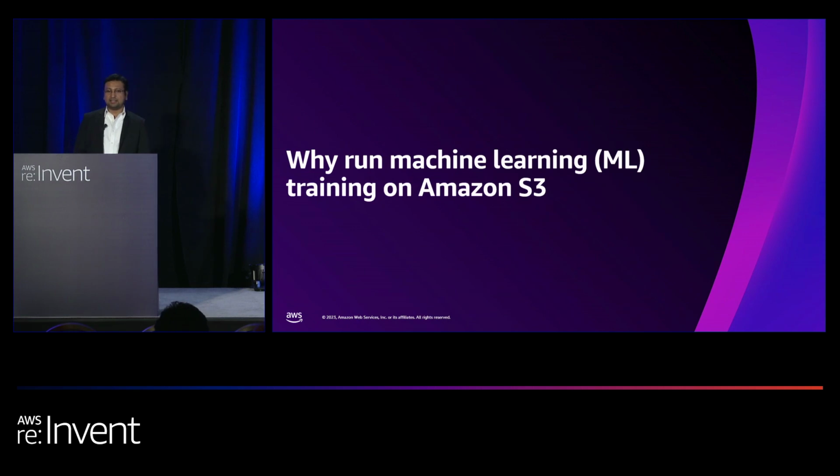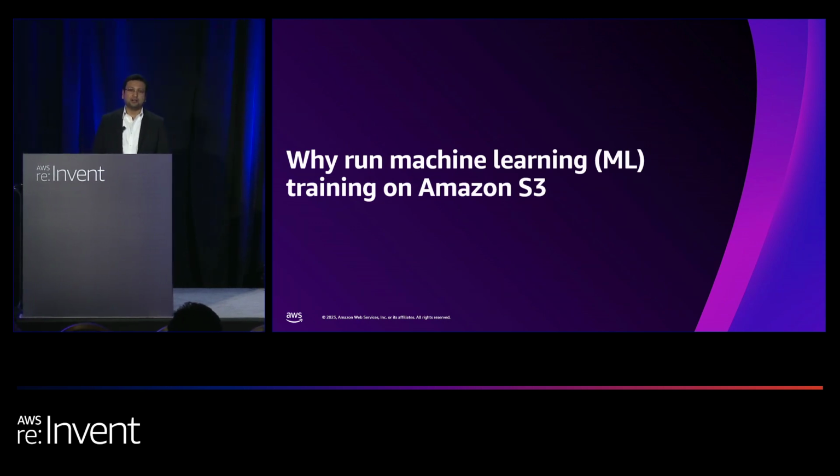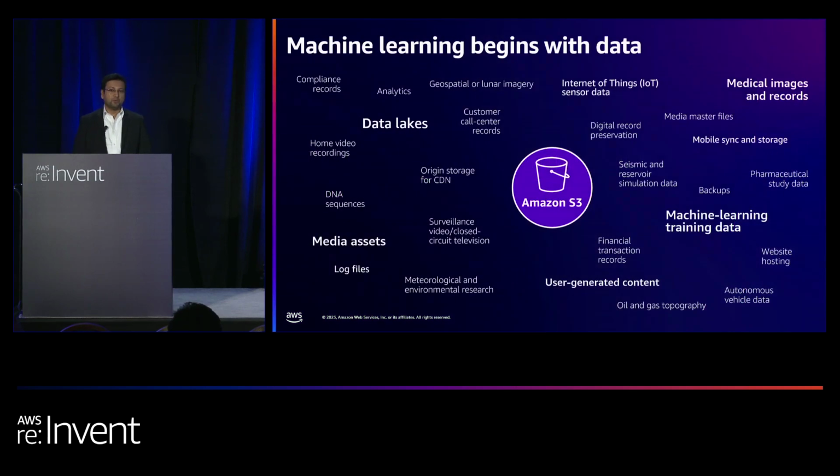So the first question, I guess, that comes to our mind is, why run ML training on Amazon S3? Well, machine learning, as we know, begins with data. And Amazon S3 is the best place to store your data because of its unlimited scalability, its high elastic throughput performance, and high durability. Customers of all sizes and industries use Amazon S3 to store and protect petabytes of data for use cases such as data lakes, media and entertainment, Internet of Things, genomics, healthcare, life sciences, and so forth. When you have all of this data already in Amazon S3, then you would think it's the natural place to start your machine learning journey from.